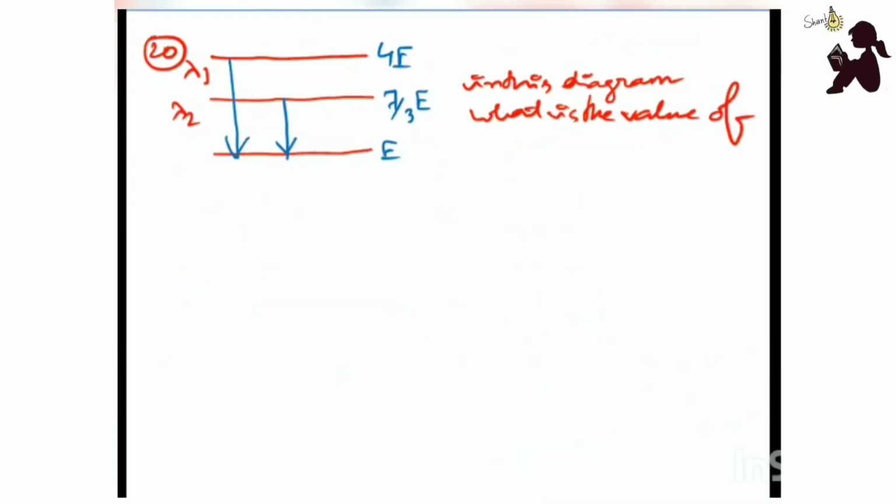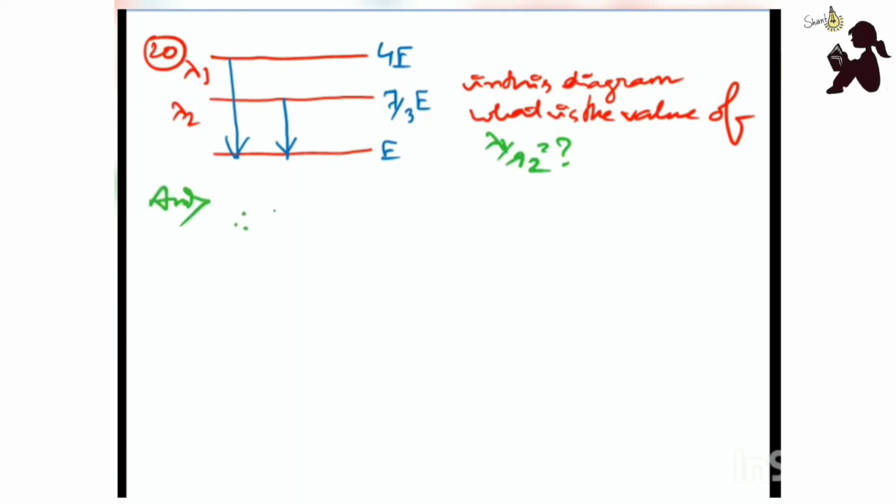Now let's see the question number 20. In question number 20, what have they said? That there are two transitions we can see here. One's energy is 7 by 3, one's energy is 4 by 3, and n equal to 1 is E, and here its wavelength is lambda 1, its wavelength is lambda 2. So in this diagram, what is the value of lambda 1 by lambda 2? Now let's see how we will do it.